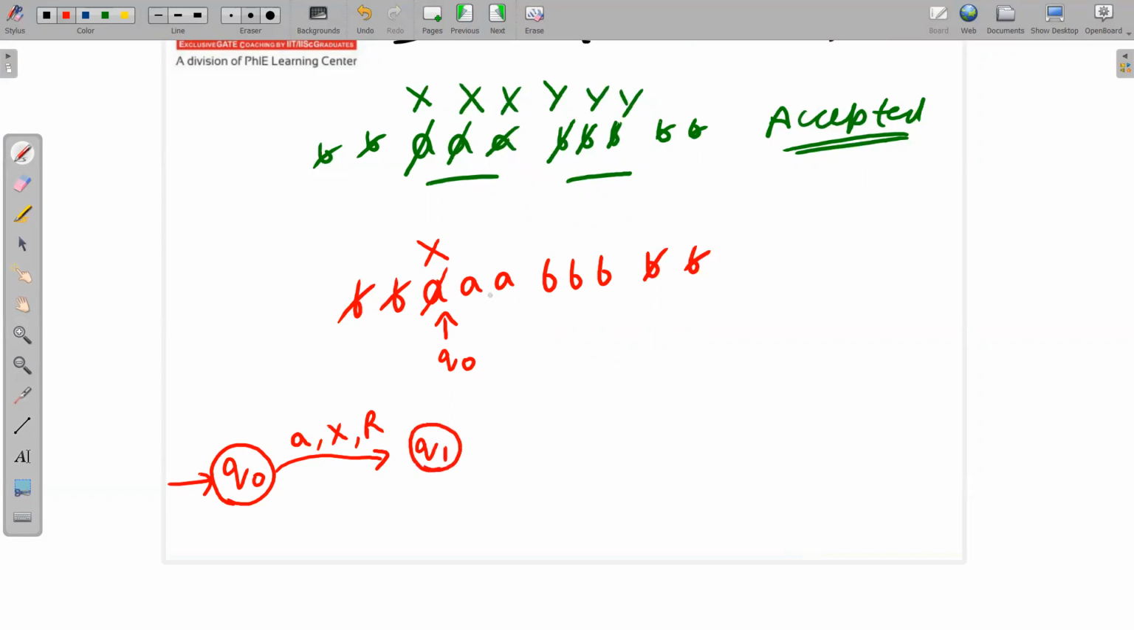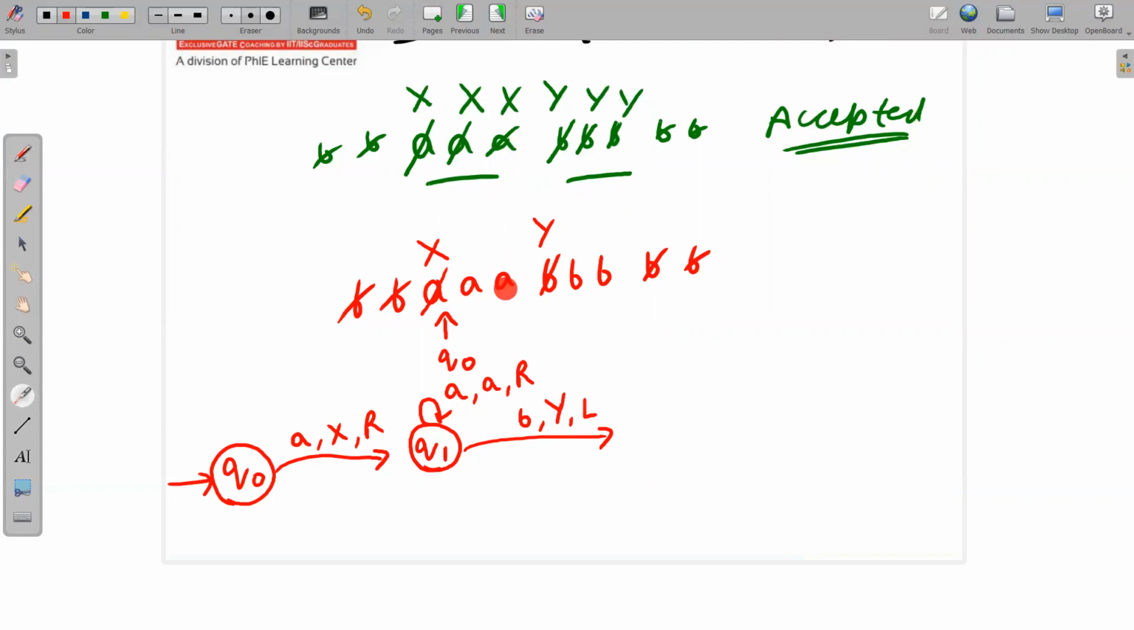Now Q1 will be in search of B, so obviously Q1 will ignore all the A's. As soon as A is read, A will remain as A and it will keep on moving right. But as soon as Q1 finds a B, it will make it Y and move left. So the Turing machine read write head will be here now.